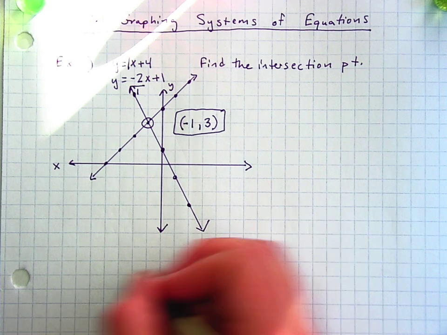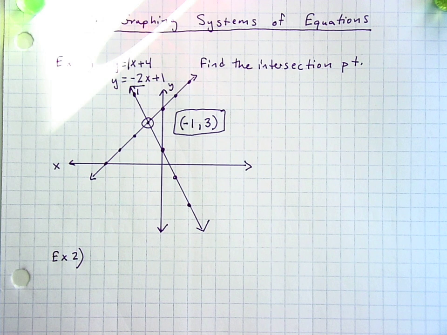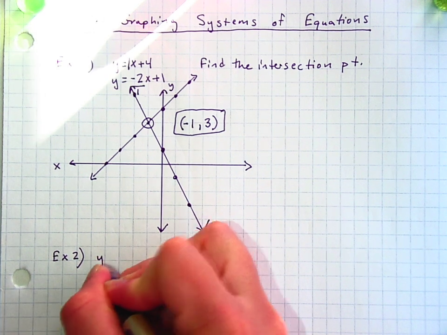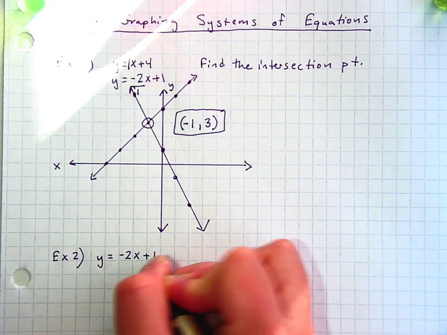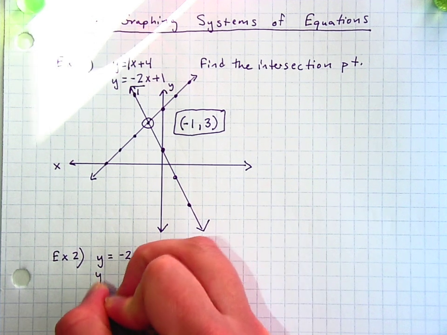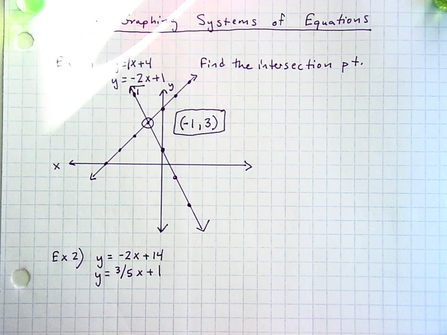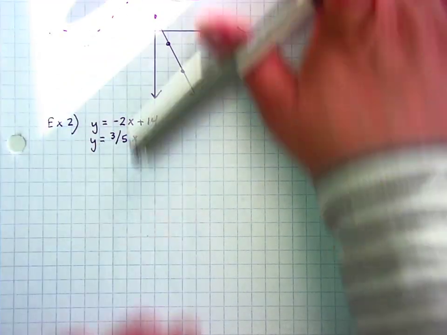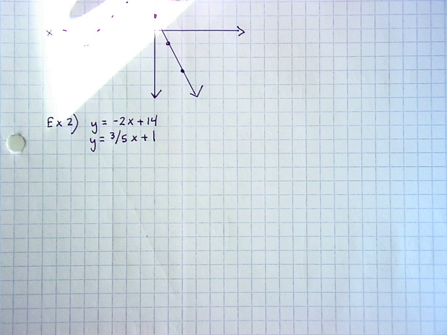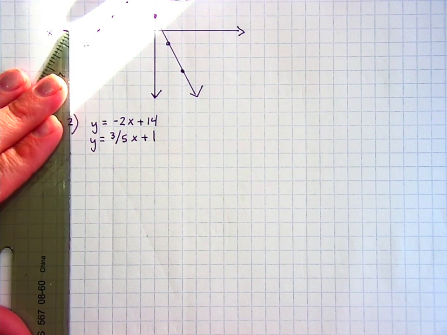Okay. All right. Seems like it's your chance to try your hand at this. So here we go. y equals -2x plus 14, and y equals 3/5 x plus 1. Okay, so for this one, I'm going to kind of lead you at the beginning here.